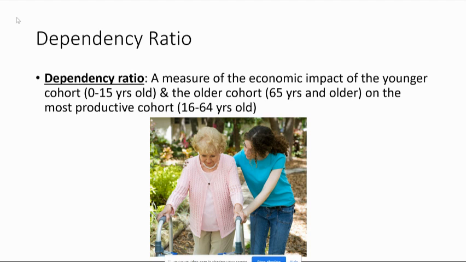All right, another term that we're using here that I don't know if I formally introduced, but you need to make sure you get down, and that's the term dependency ratio. So the dependency ratio basically looks at how much strain you're putting on your worker bees, and so we officially call it a measure of the economic impact of the younger cohort or the older cohort on the most productive cohort, which is the worker bees.